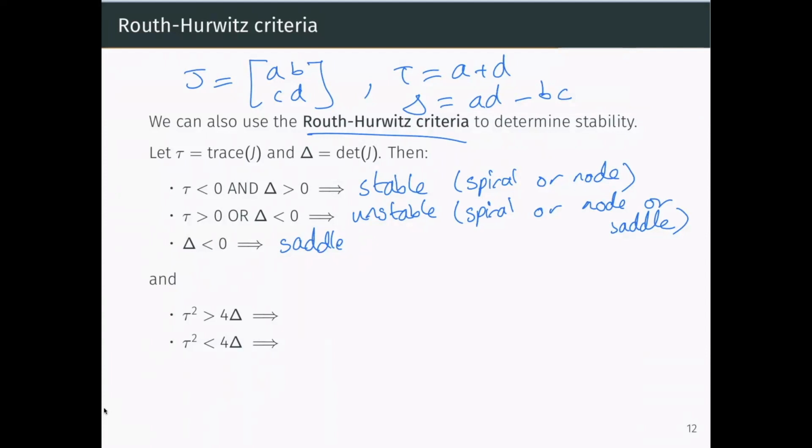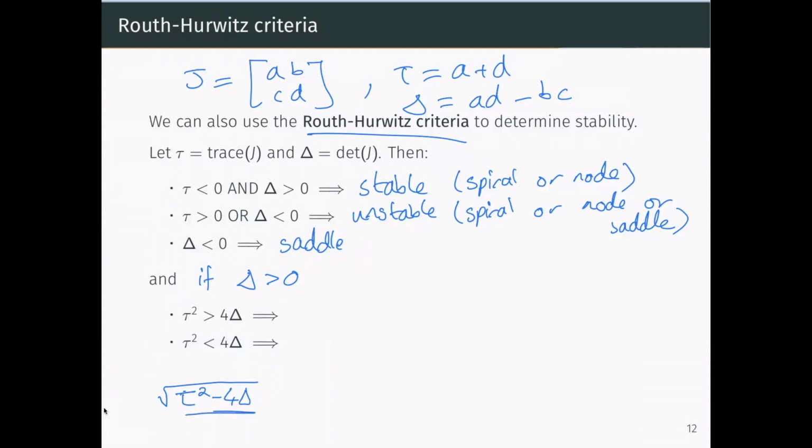If instead our determinant is positive, then we need to do a little bit more digging by looking at the difference between our trace squared and 4 times the determinant. The reason for this is because when we end up solving our characteristic equation, we end up with a quadratic equation because we're in 2 dimensions. And when we use the quadratic formula, we end up with tau squared minus 4 delta under the square root. So this is in our solution for our eigenvalues.